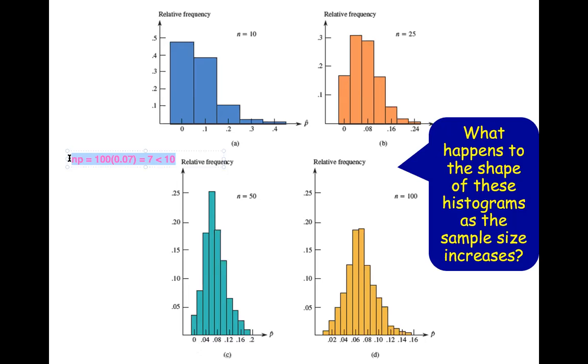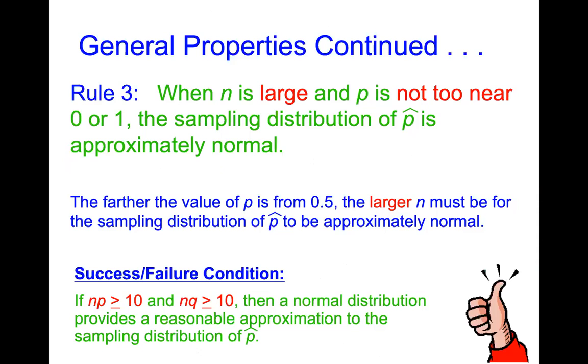And you do have to check both. You do have to check both np and nq, and you need to show that work. You need to show that to be able to use the normal distribution. So that is the success failure condition. And again, this is just for the sampling distribution for sample proportions. Okay, any questions on our rule number 3?